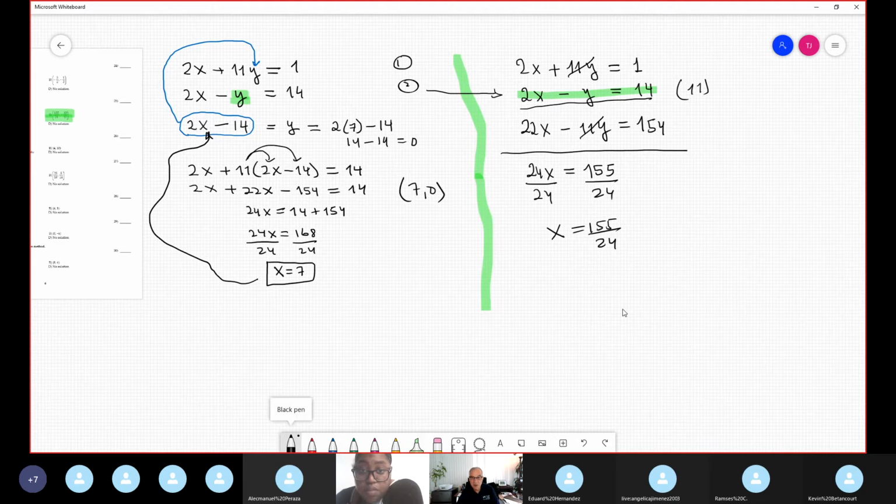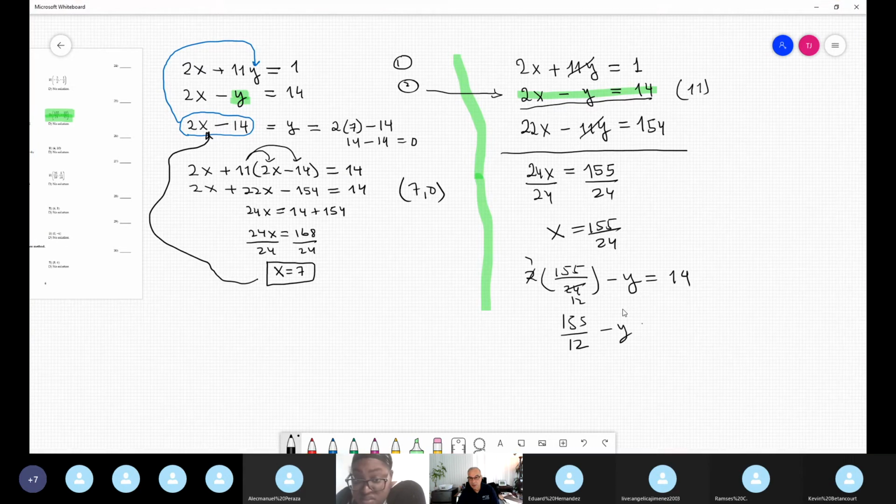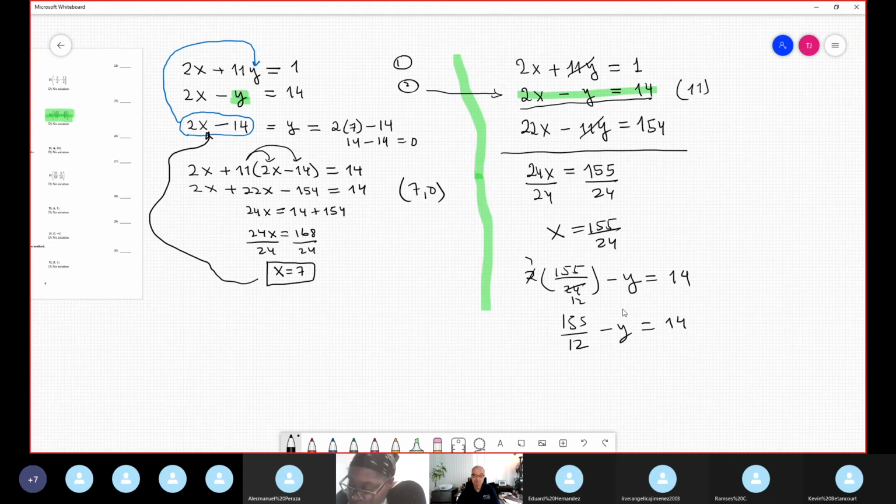So now I multiply 2 times 155 divided by 24 minus y equal 14. No? Okay, let's do it. This is 155 divided by 12 because we use simplification a little bit. Divided by 2, 1 divided by 2, 12 minus y equal 14. So 155 over 12 minus 14 is equal to y.